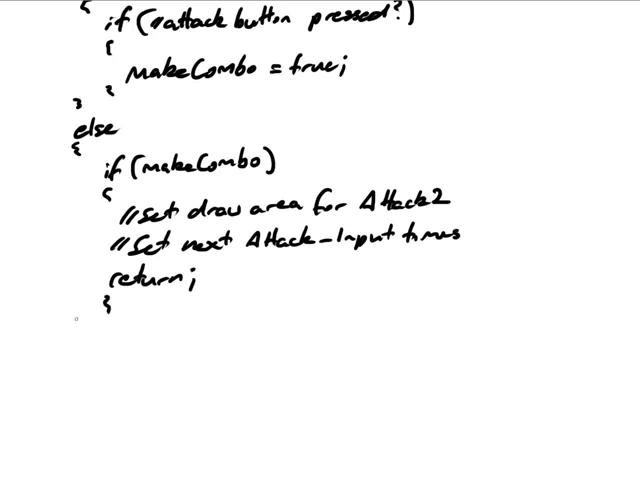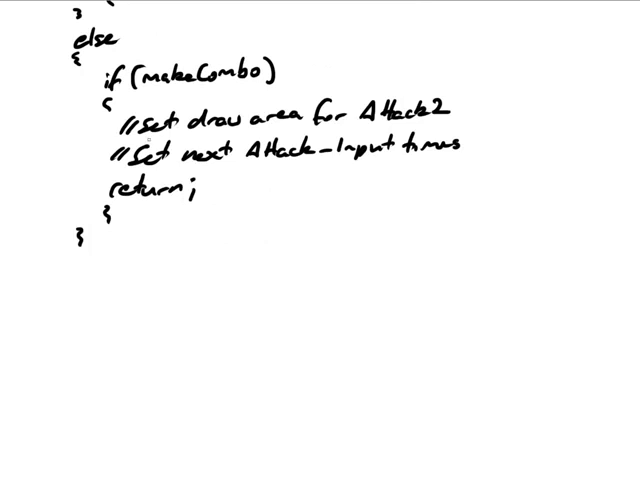Because if we don't, then the next thing we've done, if we've just set our draw area in make combo, is we set it to animate attack 1, which takes in game time. And that wouldn't be very good because then we've set our draw area, but then we'd be going back to animate attack 1, which could be the wrong area altogether. There we go, we should put break.